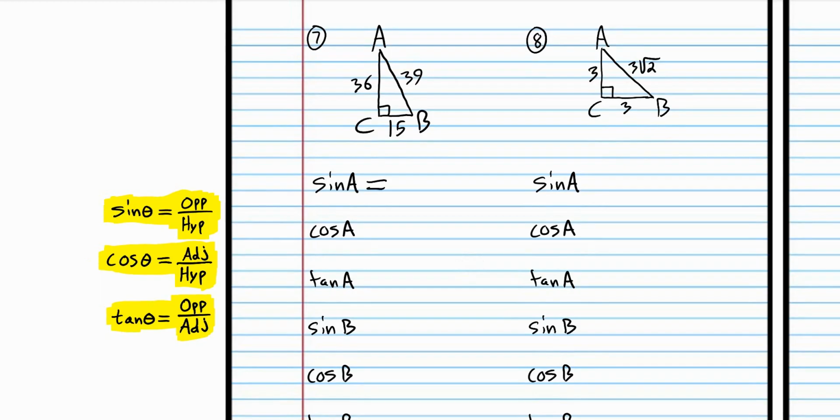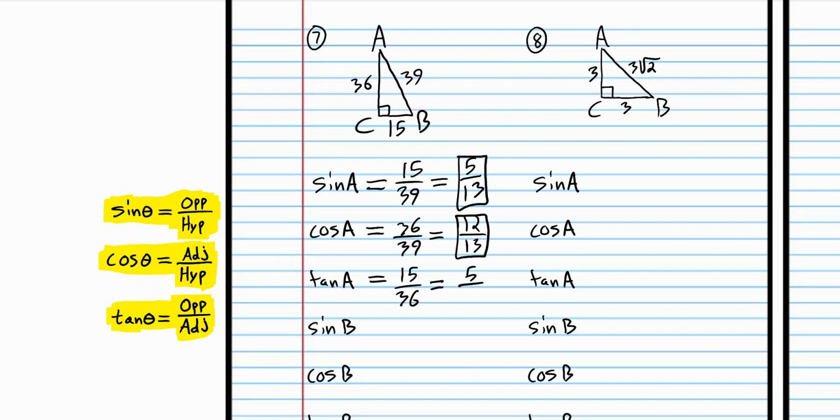So sine A is opposite over hypotenuse. Opposite A is 15, and the hypotenuse is 39. Now the difference here is if I divide both of the sides of the fraction by 3, I get 5 over 13. So sometimes you have to reduce. Cosine A is adjacent over hypotenuse. That would be 36 over 39. Divide both sides by 3, and we get 12 over 13. So we had to reduce. Tangent A is opposite over adjacent, so that would be 15 over 36. Divide both sides by 3, and we get 5 over 12.